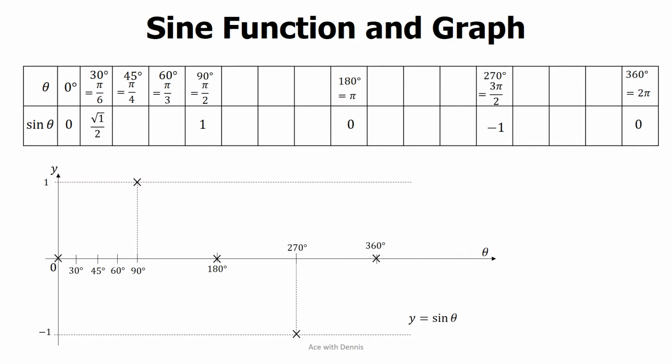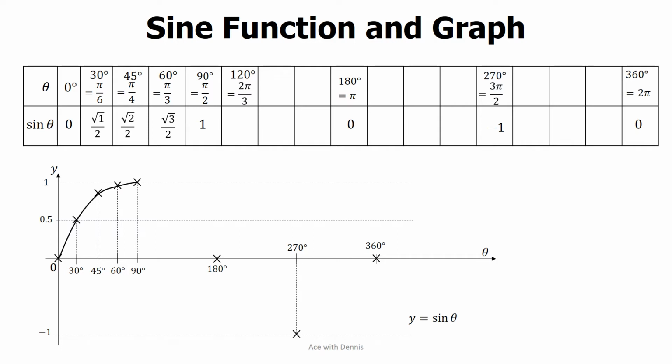Sine 30 degrees is 1 over 2, which is half here, or 0.5. Okay, sine 45 degrees is √2 over 2. So this is the point here. Sine 60 degrees is √3 over 2. So this is the point here. Alright, and we can join these points to form this curve.